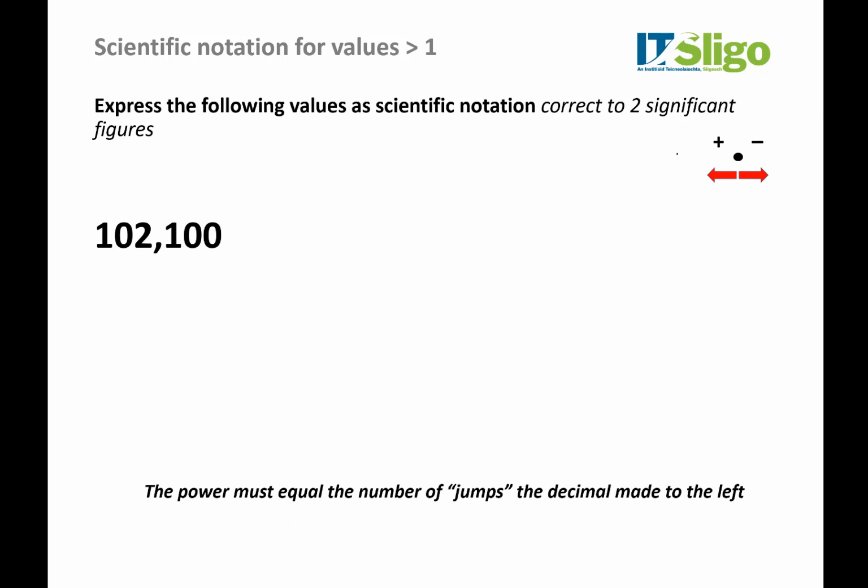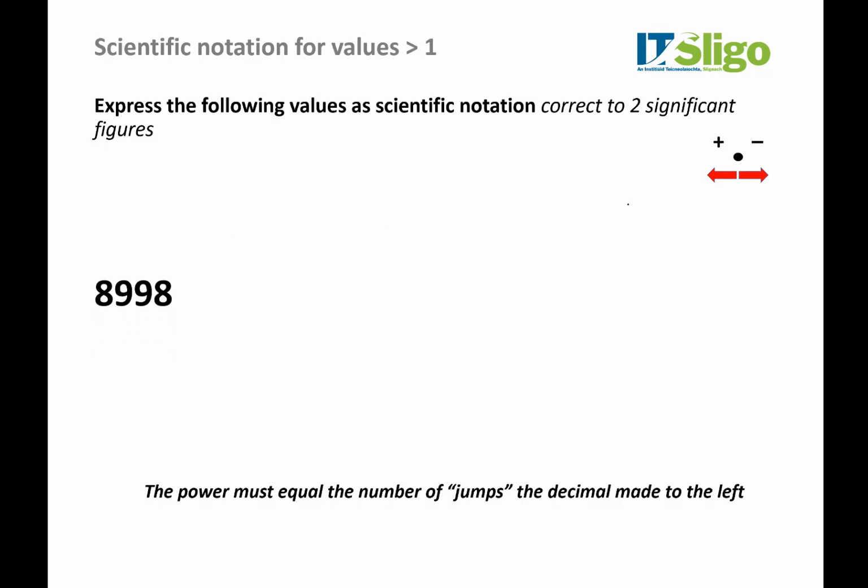Now we have a go with this one. 1.021. Decimal point was here. It's moving 5 places to the left. That's our power. To 2 significant figures. There's our 2 significant figures. We don't round up. So to 2 significant figures, guys, we write 1.0 by 10 to the power of 5.